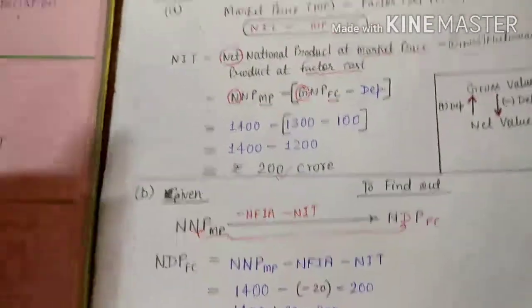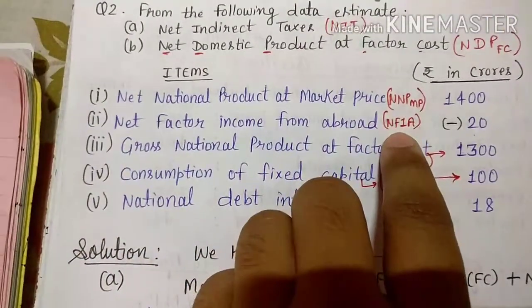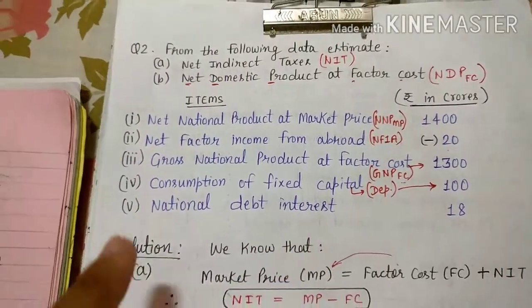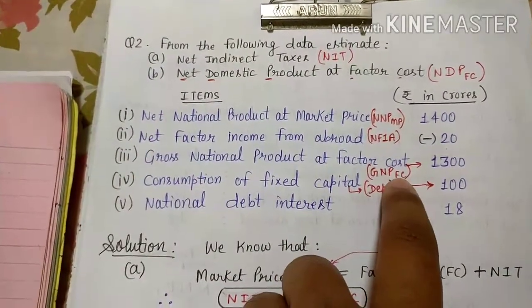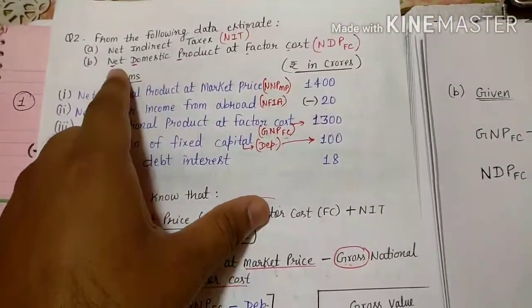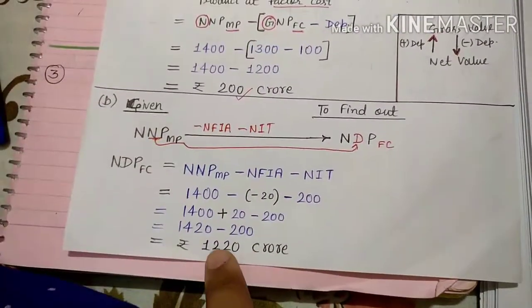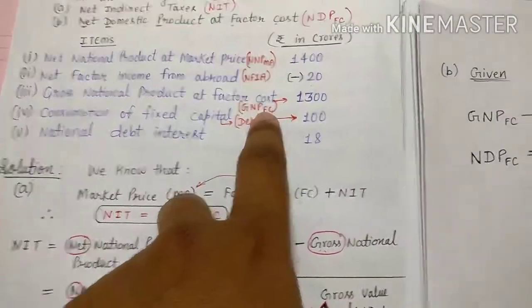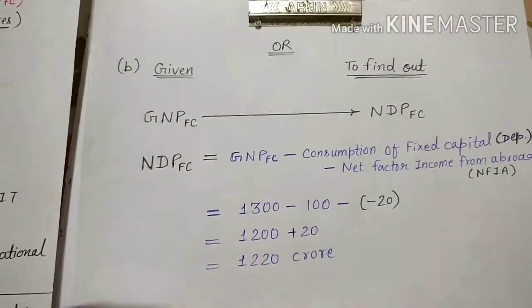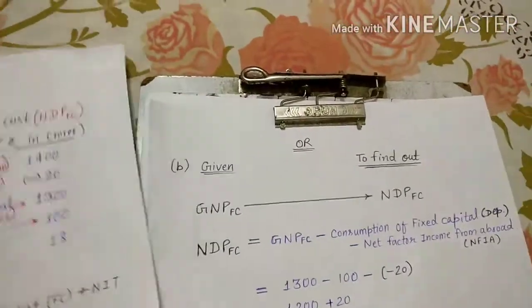Now see, they have given NNP at MP and they have also given GNP at FC. So we can find the same part with the help of GNP at FC also. How will we find it? Let me show you. We were finding the second part. Already we have found the answer, but again we can find the second part with the help of GNP at FC. Now we are given GNP at FC and we have to find NDP at FC. So what do we have to do?